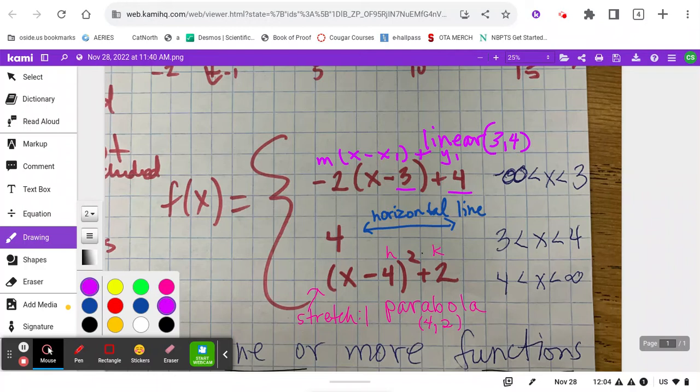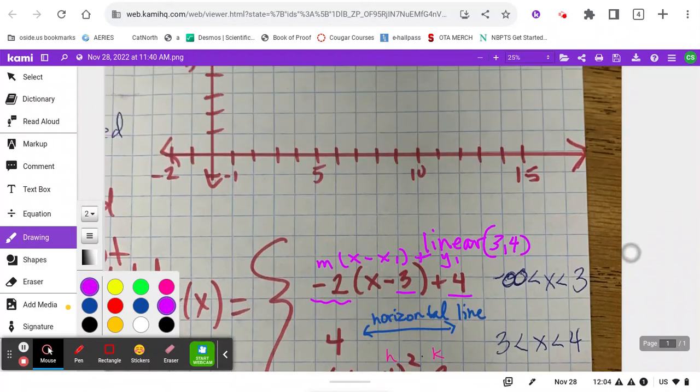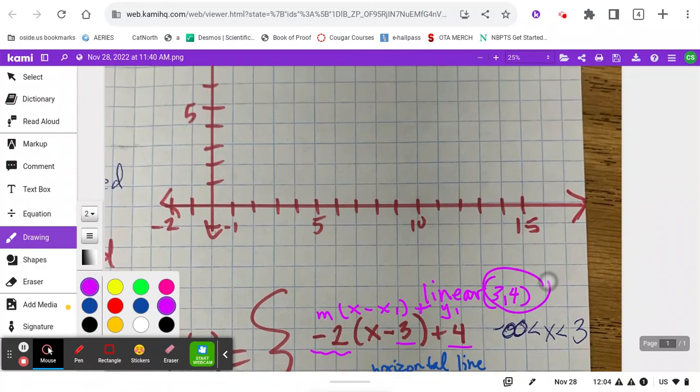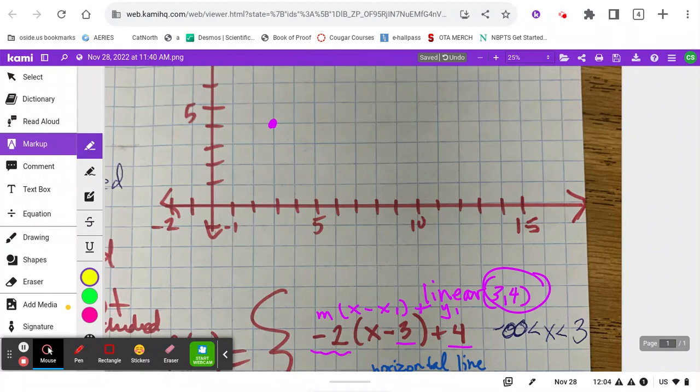First, I'm going to have a linear with a negative slope going down. Then I'm going to have a flat horizontal line. Then I'm going to have a curve. So let's go take a peek. Starting first at the point (3, 4), I'm going to go out 3 and up 1, 2, 3, 4. And this is going to go from negative infinity up to 3. So if I highlight, this is going from negative infinity up to 3. That's going to be the section of the graph that has that line.